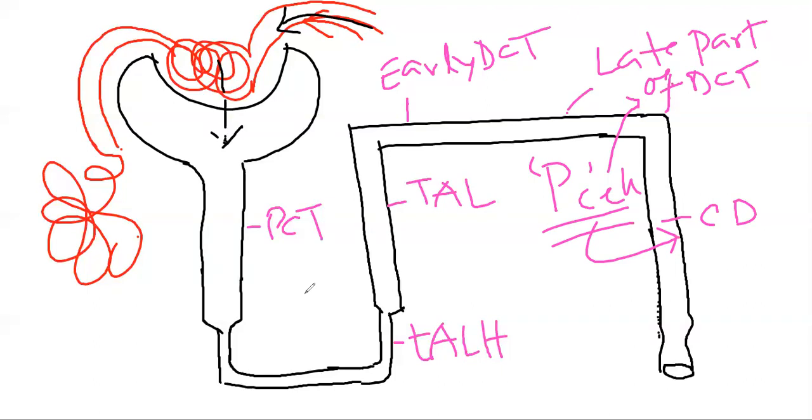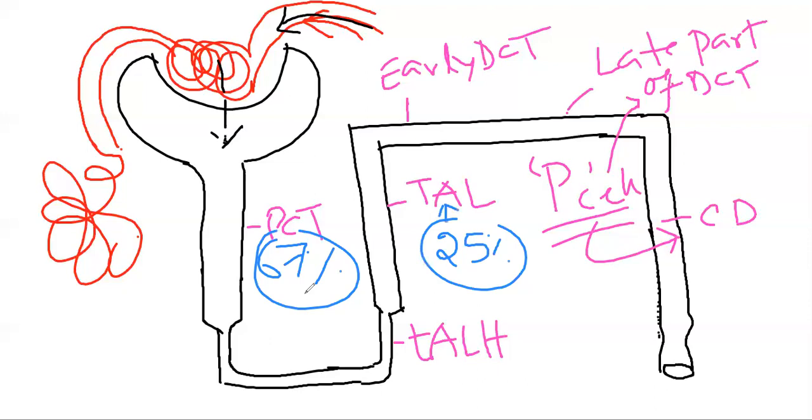In the PCT, under normal circumstances, almost 67% of sodium ion will be reabsorbed. There are several mechanisms we will discuss later. In the ascending limb of the loop of Henle, the sodium ion reabsorption continues, and here almost 25% of sodium ion will be reabsorbed, mainly by the thick ascending limb and the thin ascending limb of the loop of Henle.